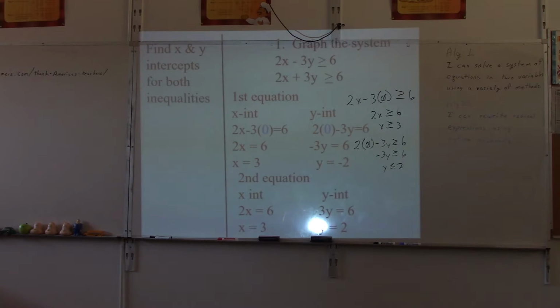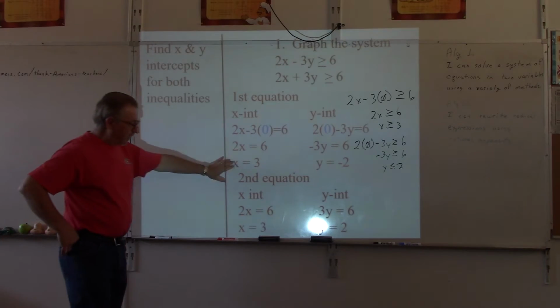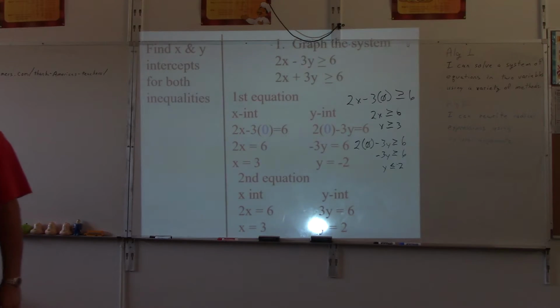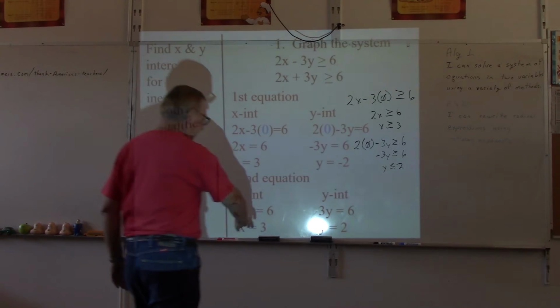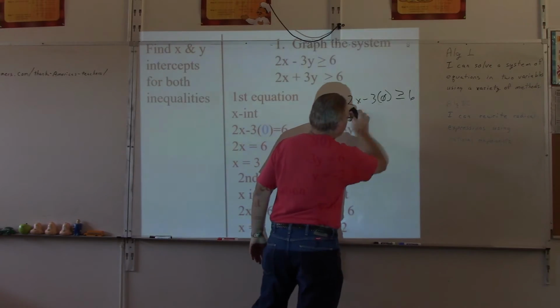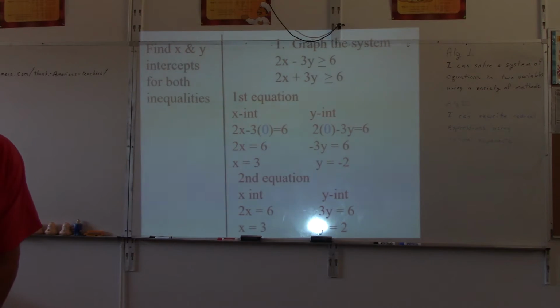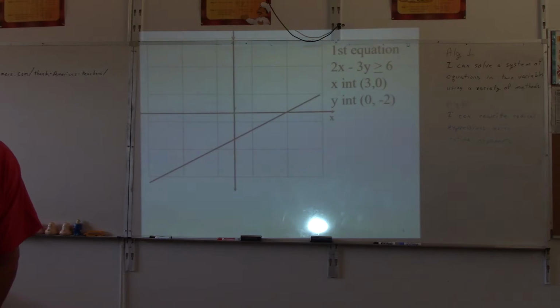Where's my point of intersection going to be? It'll be 3, 0, right? Because they both have x as a positive 3, but the y's are different. So when I graph that, 3, 0, and 0, -2, it's going to look like that.